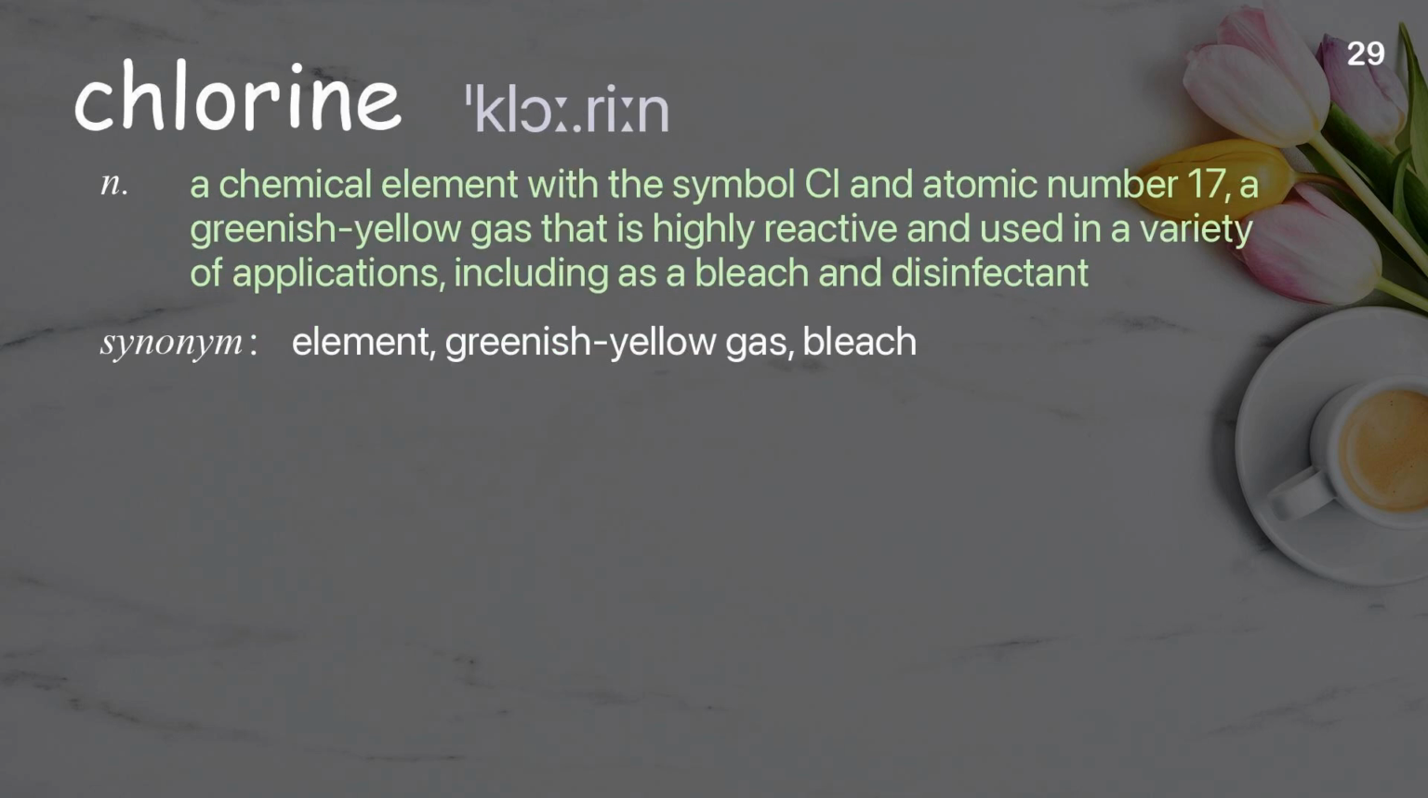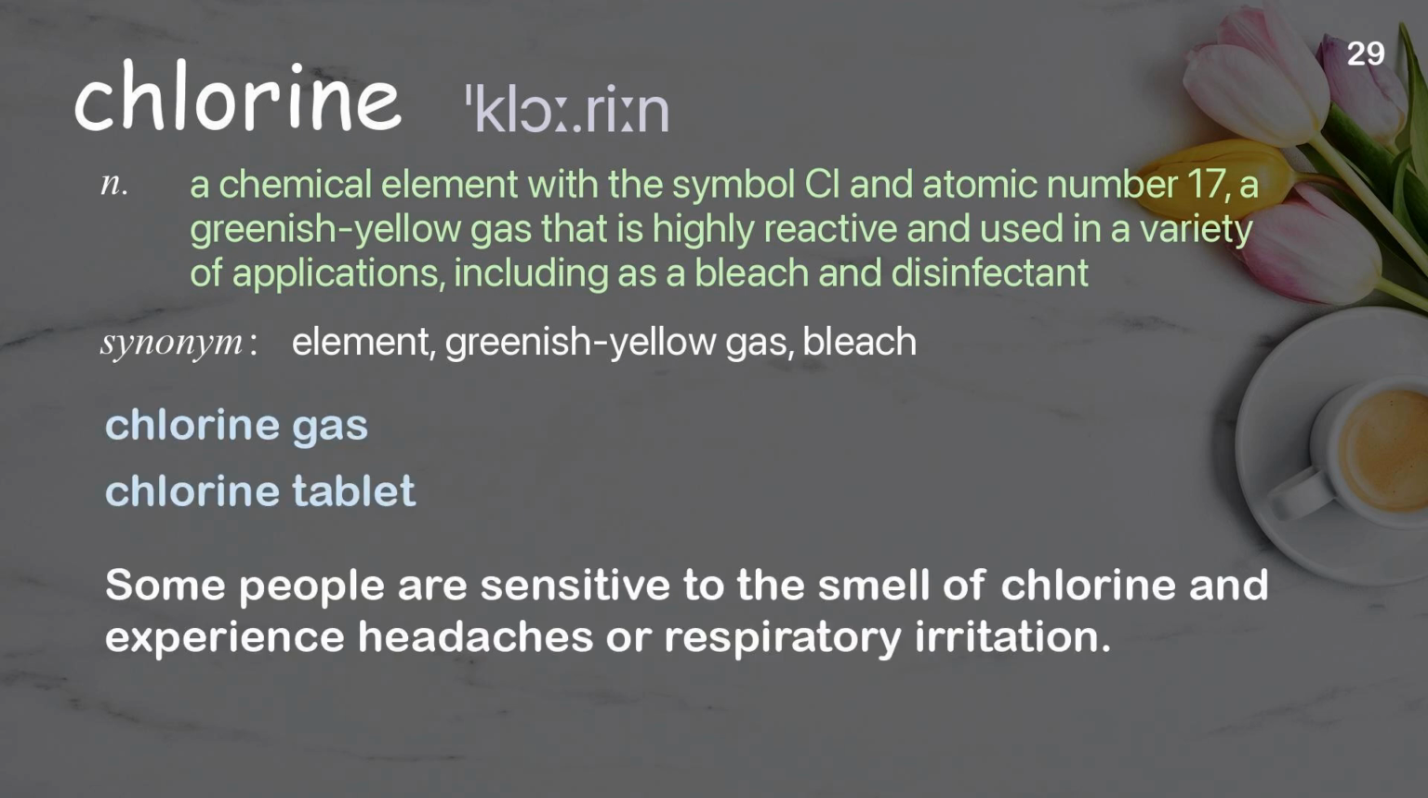Chlorine. A chemical element with the symbol Cl and atomic number 17, a greenish-yellow gas that is highly reactive and used in a variety of applications, including as a bleach and disinfectant. Examples: Chlorine gas. Chlorine tablet. Some people are sensitive to the smell of chlorine and experience headaches or respiratory irritation.